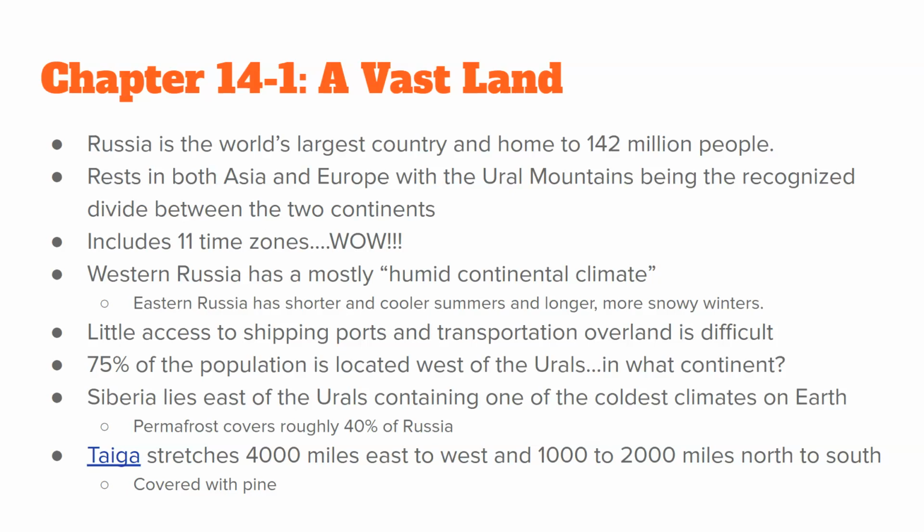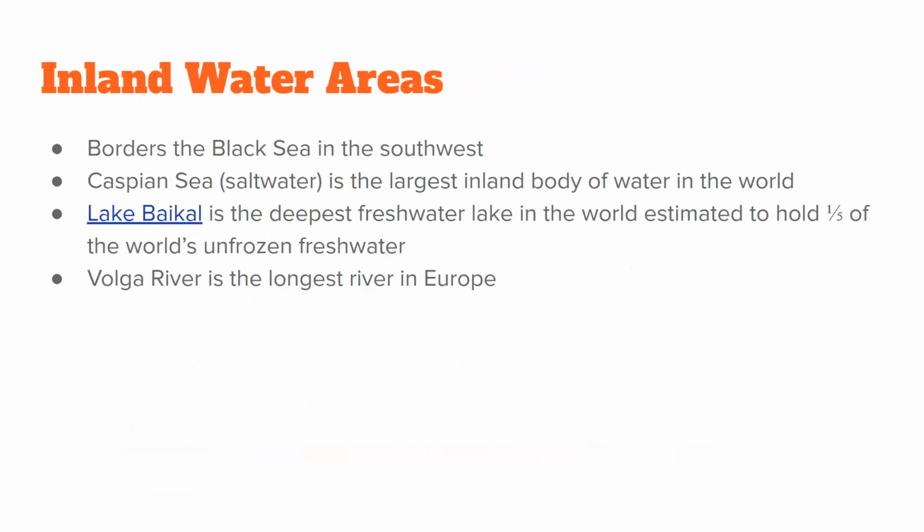For those of you who have listened to our Canada videos, you might remember taiga. Taiga, in this case, is the pine that lives in particularly the tundra region of Russia, and it stretches about 4,000 miles east and west, and about 1,000 to 2,000 miles north and south. And again, that is covered in pine when it comes to Russia.